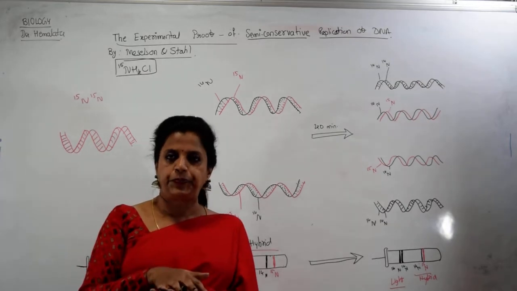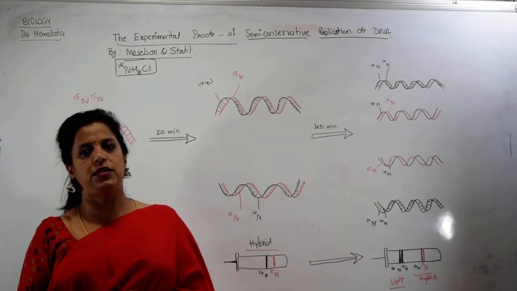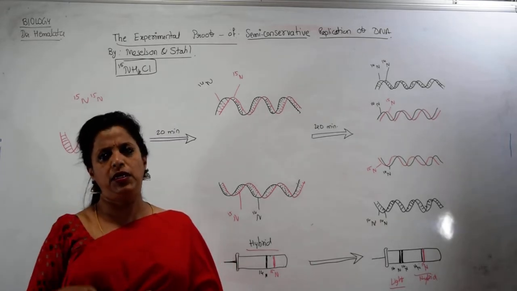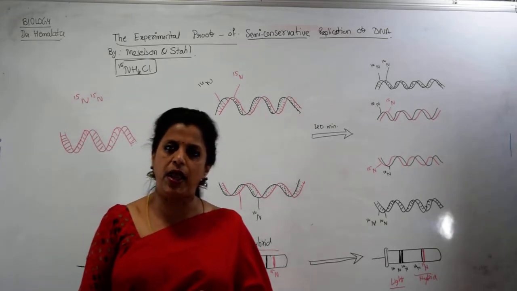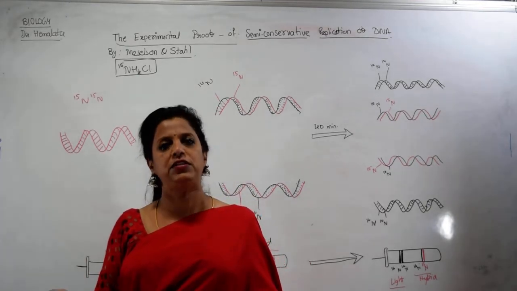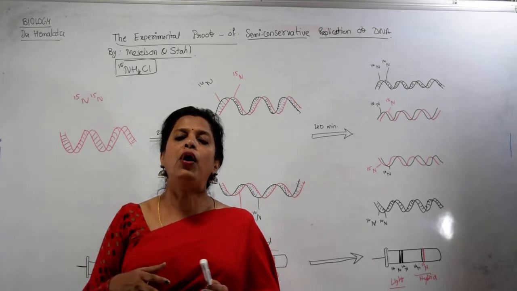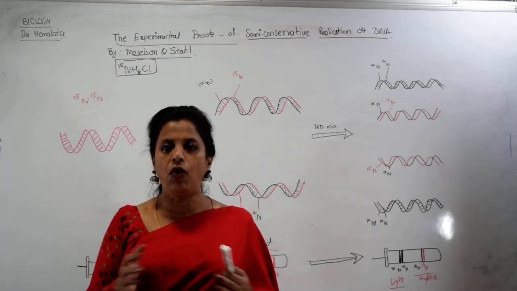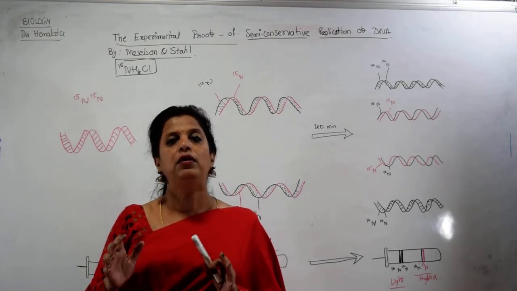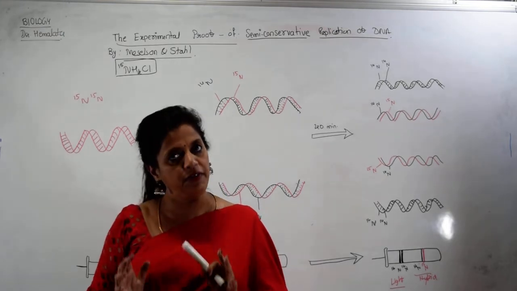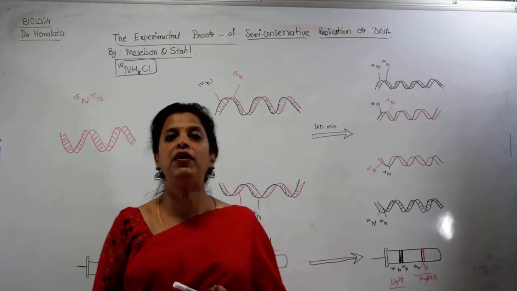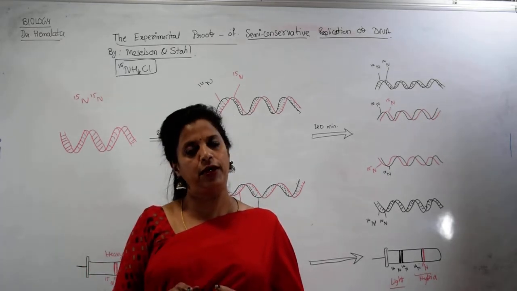the bacteria. They grew it for many generations, meaning bacteria will multiply, and one completion of the cycle will happen in 30 minutes. Like that, 1, 2, 3, so many generations they finished. At the end, all the bacteria they had growing were having the DNA containing N15, that is the labeled or heavy nitrogen. They had heavy nitrogen with them.